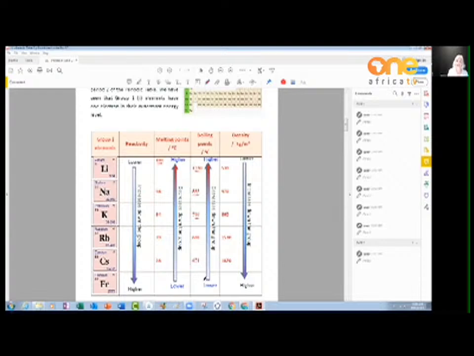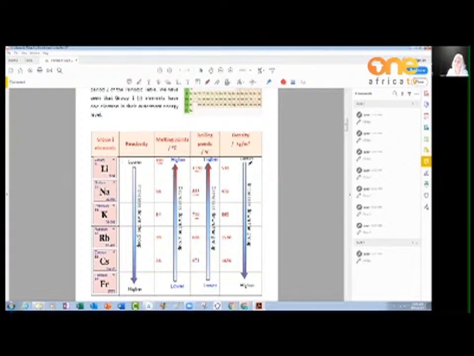They decrease, they go down as we go down the group. So this arrow shows where is the higher value and where is the lower. We see that lithium has a higher boiling point, and francium should have the lowest, even if we don't know exactly the value.